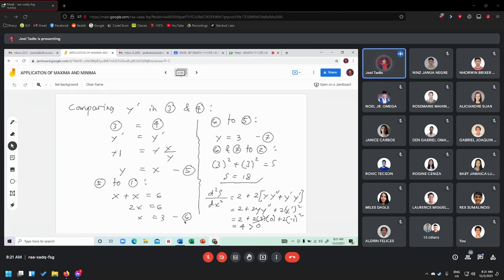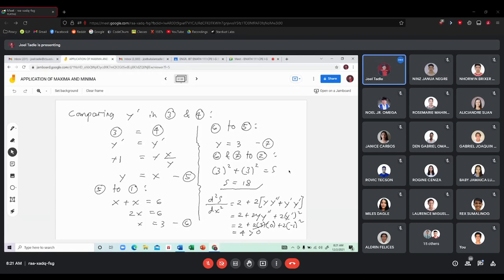Then substitute the values of x and y to equation number 2 to determine the minimum sum, which is equal to positive 18. Okay? Did you get it, guys? Any question?